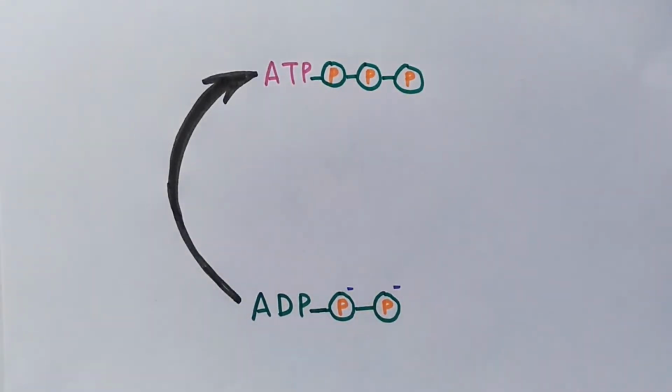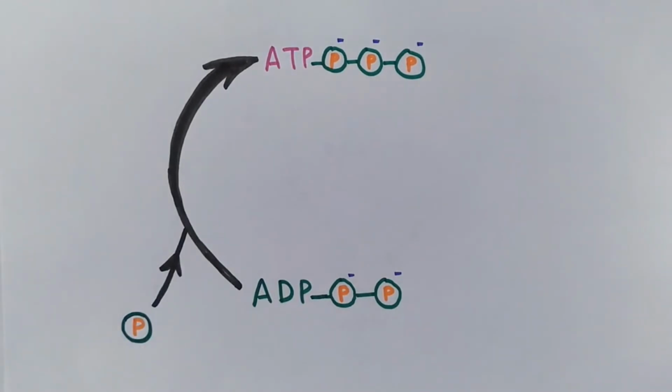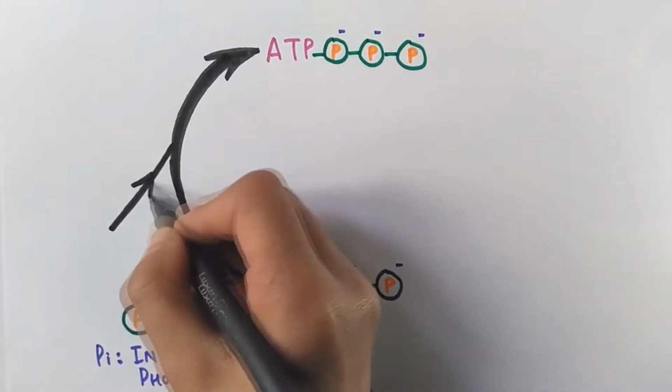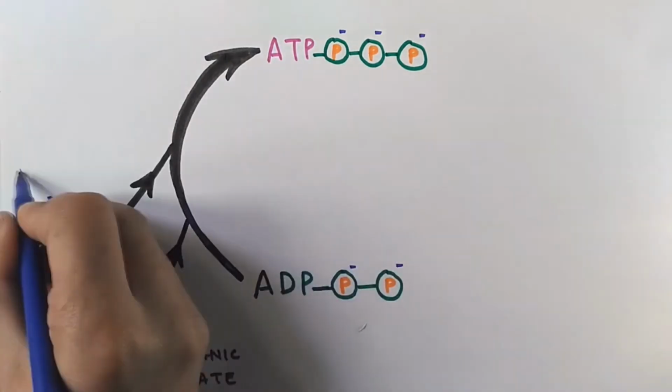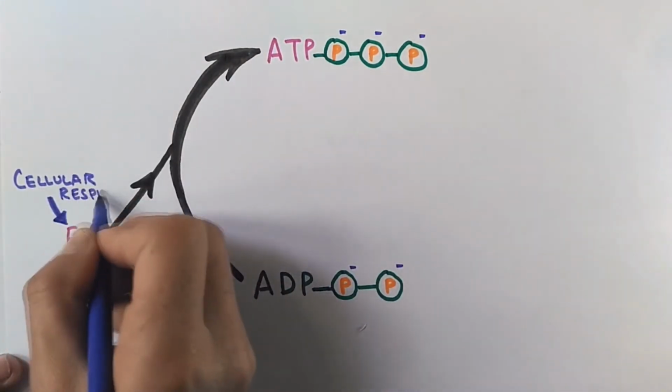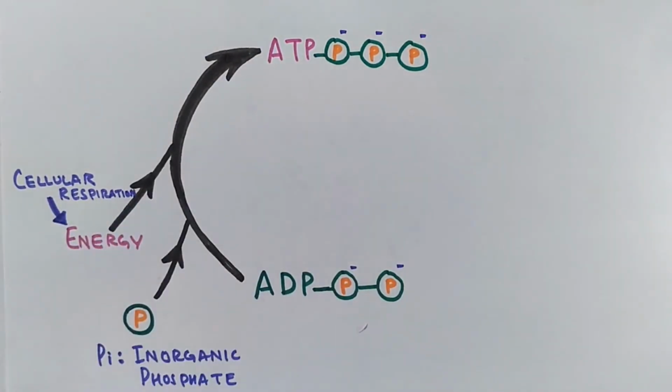So how does it happen? We turn ADP into ATP by the process of phosphorylation. We do that by adding an inorganic phosphate to the ADP and by using the energy that we gather from cellular respiration. From that, we can combine the inorganic phosphate to the ADP and voila, it turns into ATP, or adenosine triphosphate, because we need energy in order to combine things.